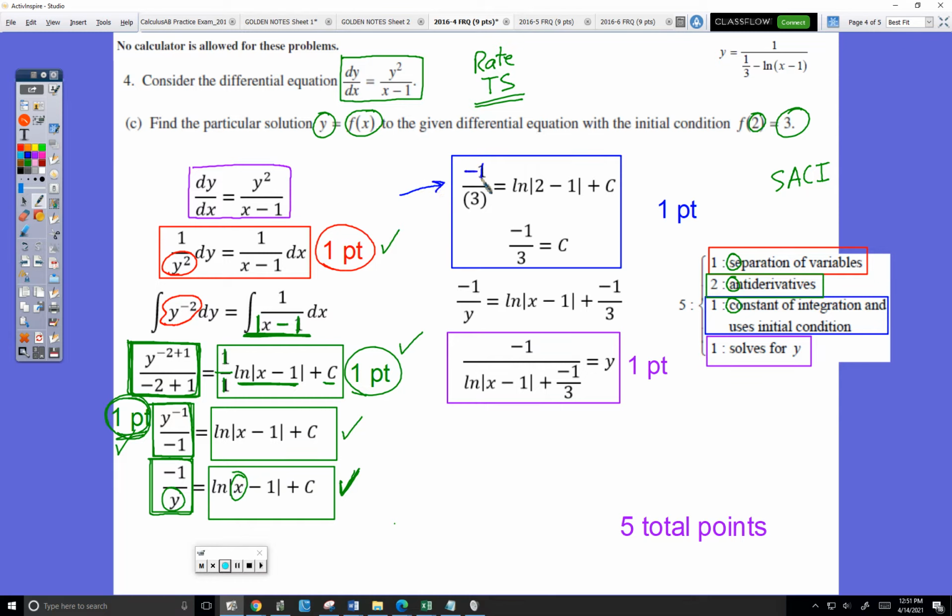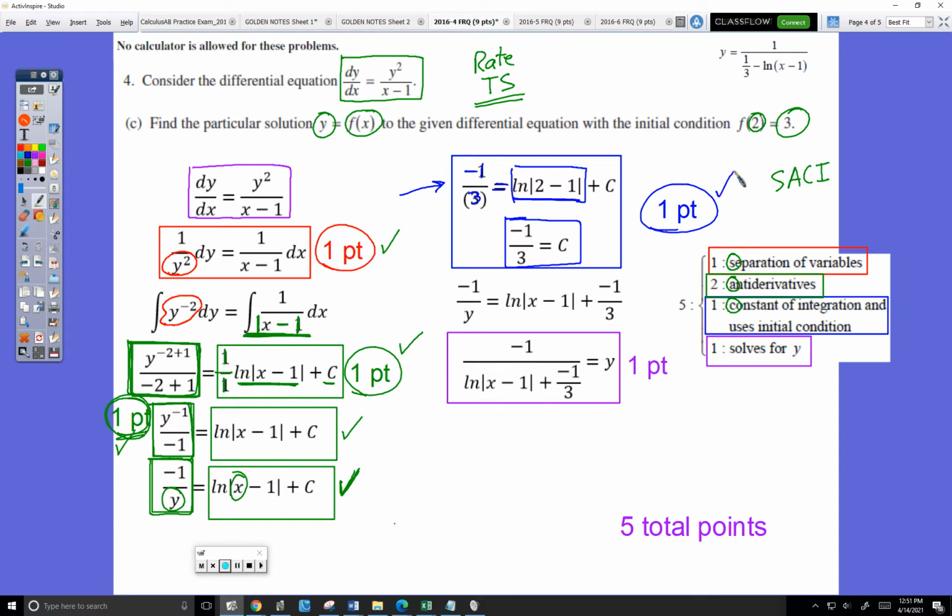Negative 1 over the y value must equal natural log of 2 subtract 1. But this is the natural log of 1, which is 0. So we figured out that c has a value of negative 1/3. And you get 1 point for doing that. So that's a total of 4 so far.